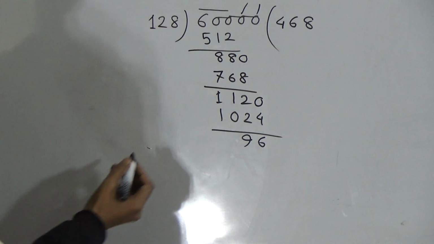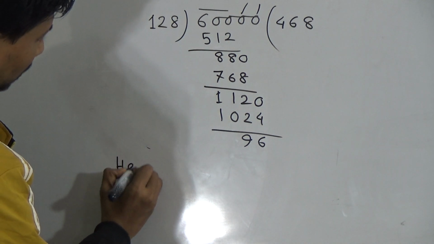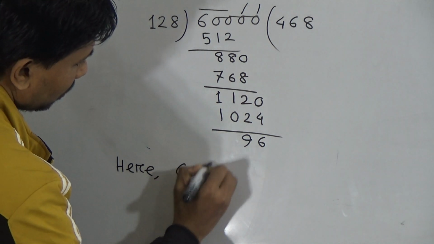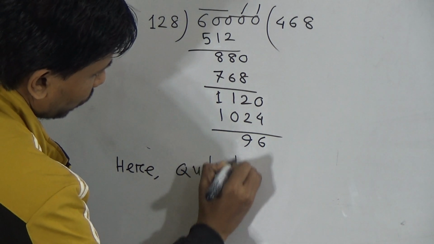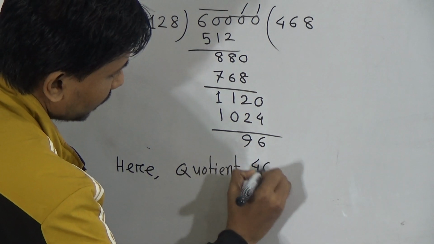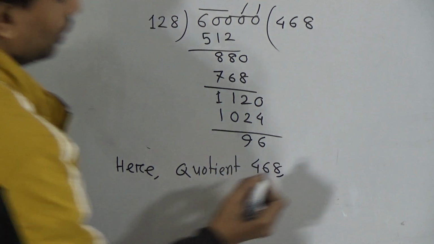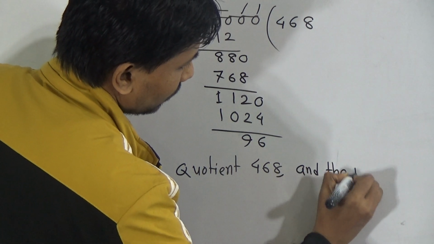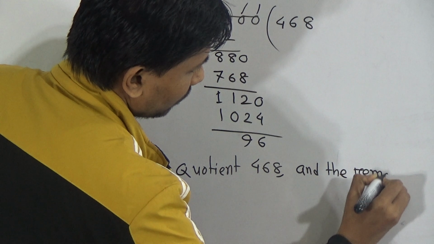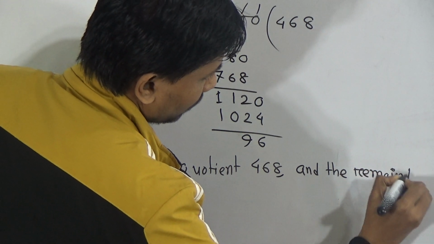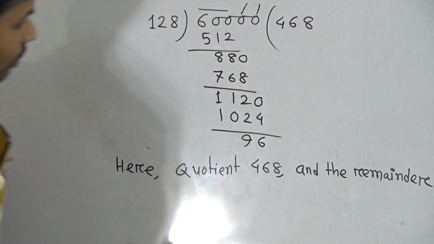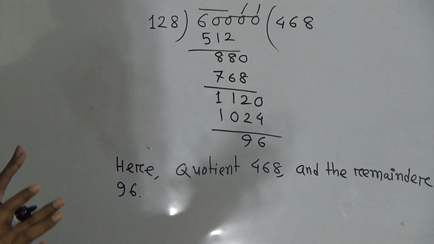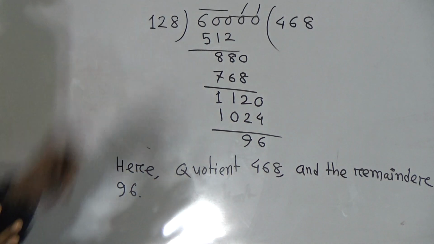Now write here quotient 468 and the remainder 96. Now, okay student, I hope you understood up to this. Now see the question.